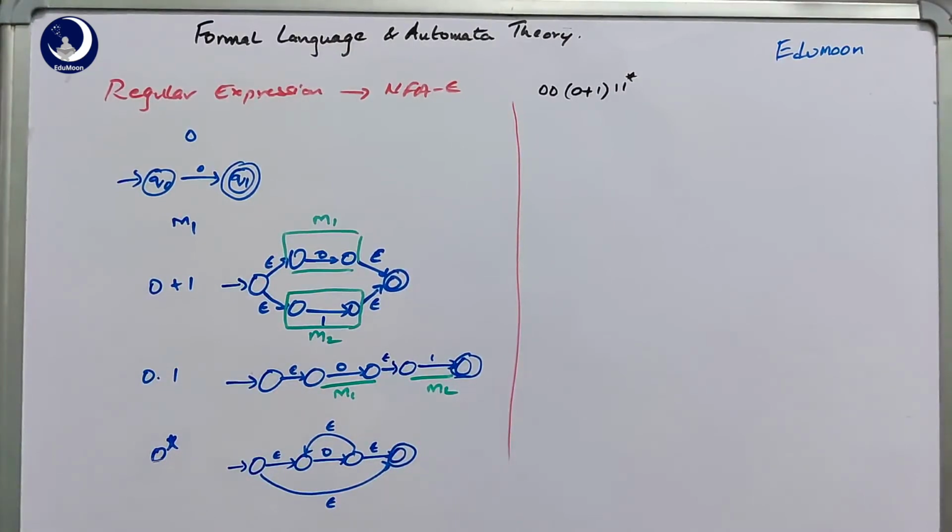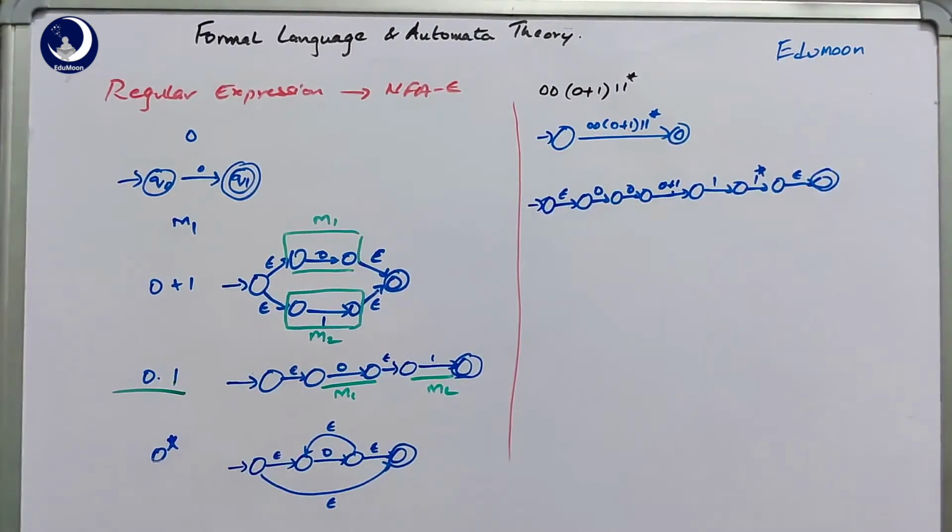Now we try to design the machine step by step. Initially we put the expression between the initial and final states like this: 0 0 0 plus 1 1 1 star. Now we try to expand this using the rules we have. Initially there is a dot operator between all of them, so we use the second case, what we already have here. So this is how we design it. Here we have totally 4 dot operators, and we expand them like this.